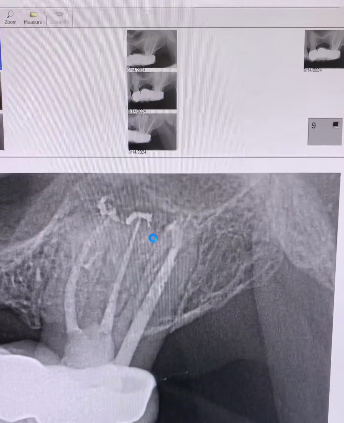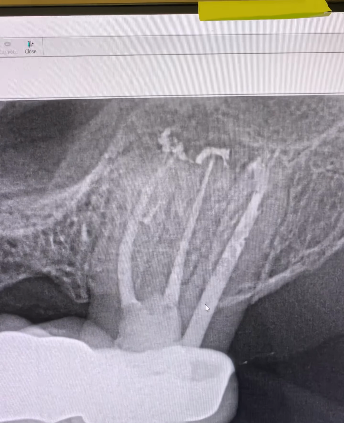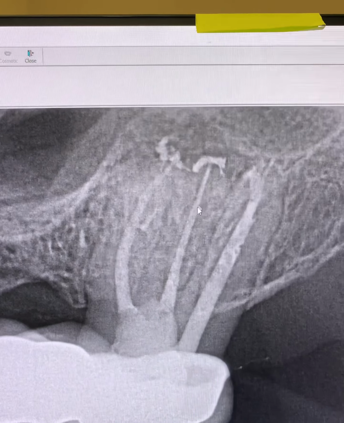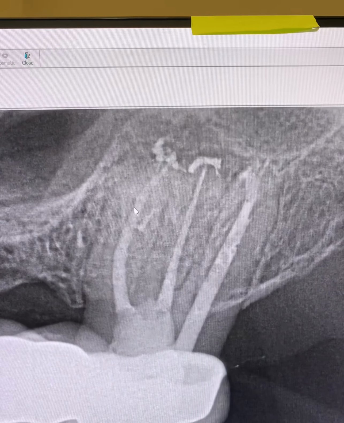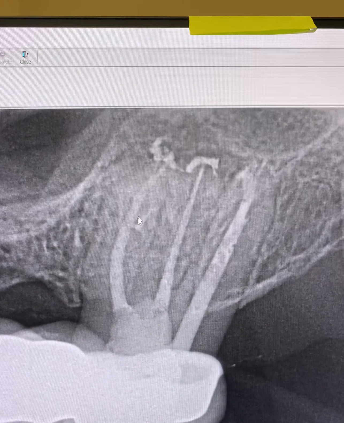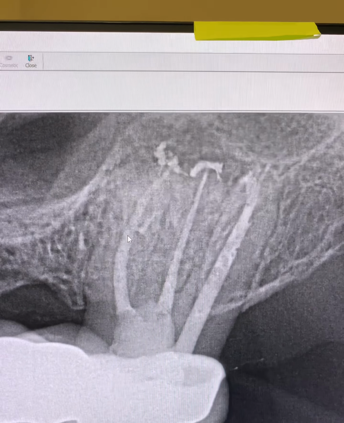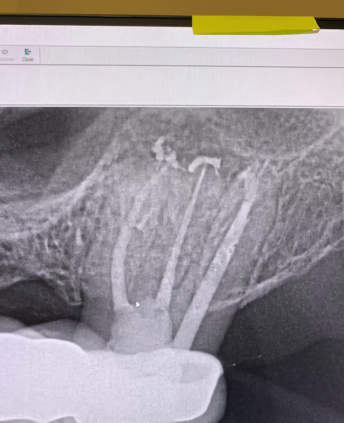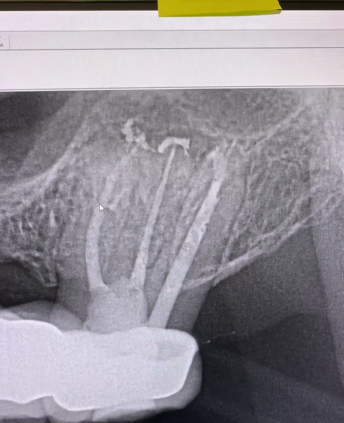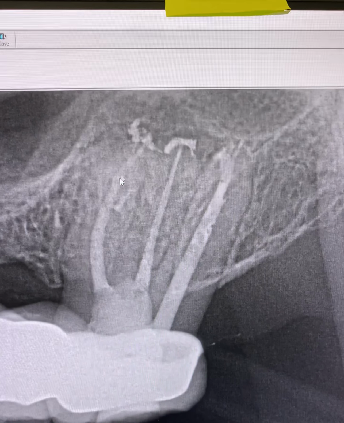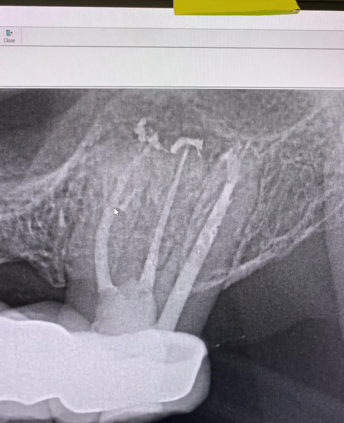And here's the post-op. So we were able to actually locate that distal buccal canal that this endodontist had missed. And then we were able to regain patency in the MB canal. I troughed for an MB2. It wasn't there, but take a look here. Look at that.